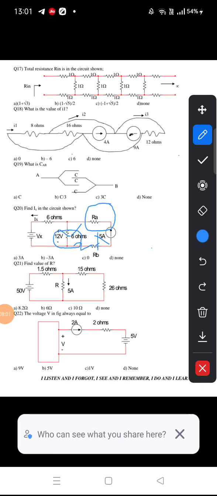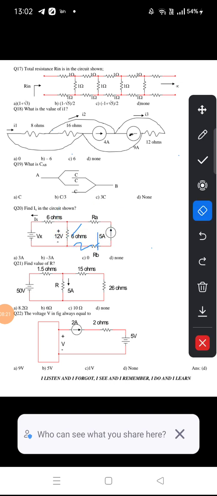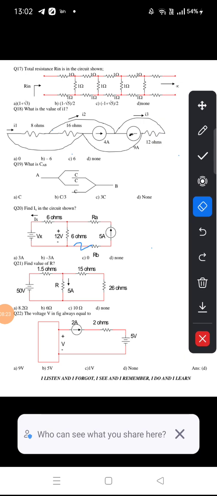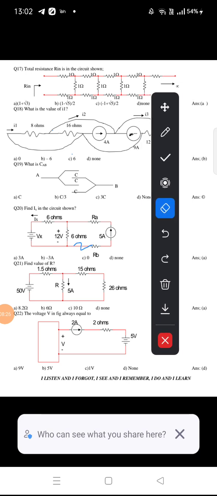Here the current flowing through the 6 ohm is 2 amperes, in the downwards direction. Now if you apply KCL here, what are the outgoing currents? Ix and 2 amperes are outgoing currents, right? That is Ix plus 2 is equal to 5 amperes. Then Ix is equal to 5 minus 2, so you will get 3 amperes as the answer. See here, the answer is 3 amperes.